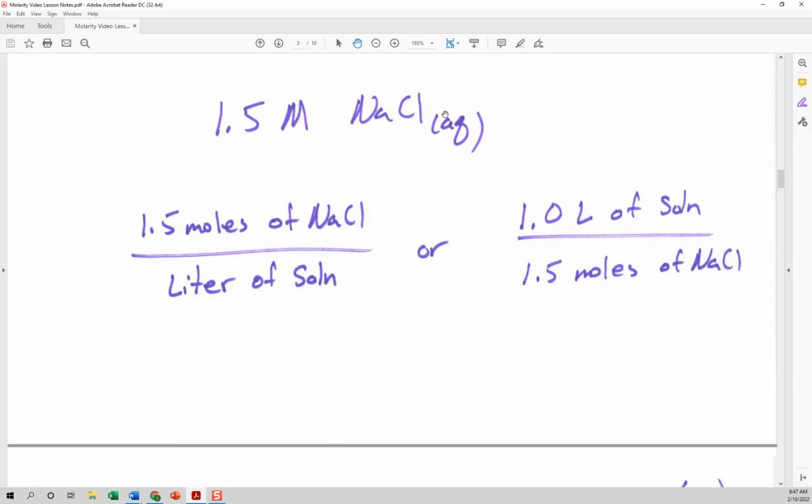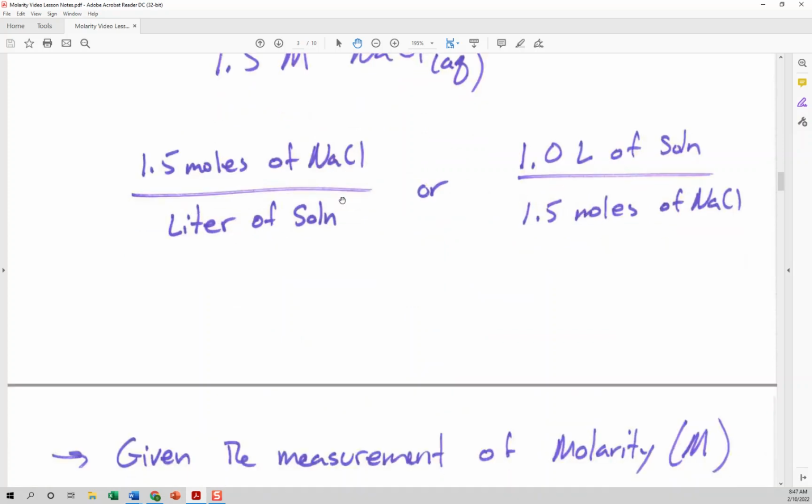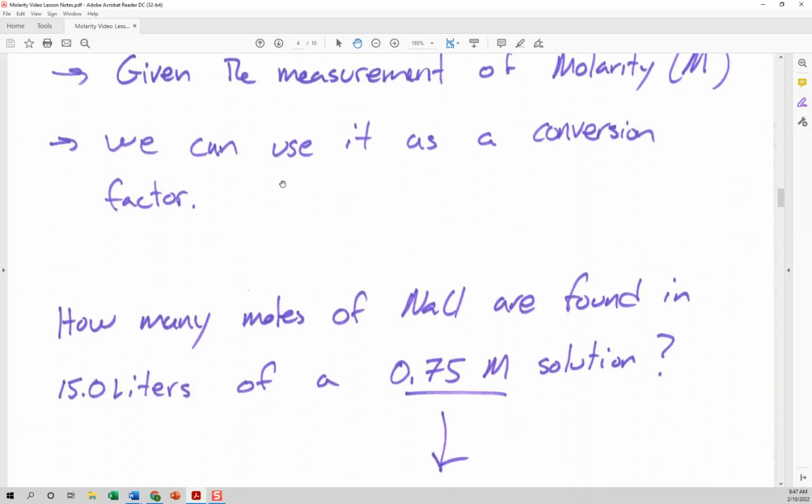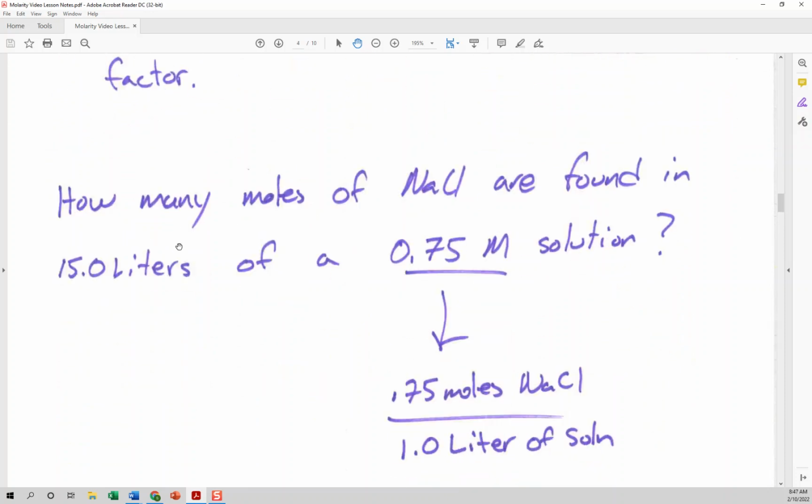So when I see this, I get 2 conversion factors, just like we did with density back in Unit 1, if you remember, okay? So understand, if you're given the measurement of molarity, you're going to use that as a conversion factor to convert either from moles of solute to liters of solution, or liters of solution to moles of solute. Okay, so let's do a practice problem.